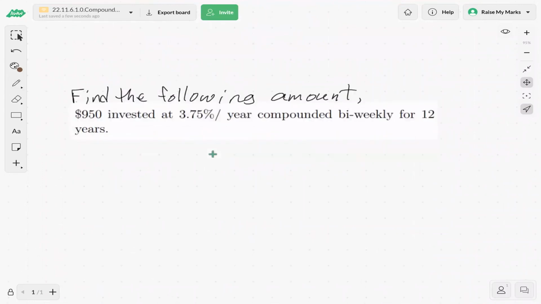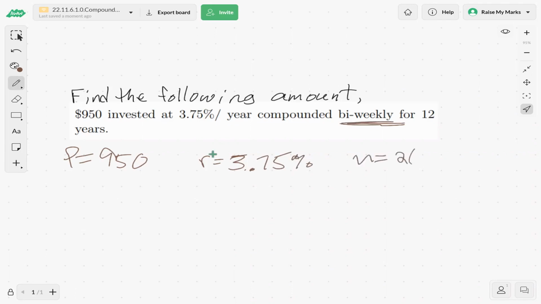Let's have a look at the next question. Find the following amount: $950 invested at 3.75% per year, compounded bi-weekly for 12 years. Let's write down everything we have. We have our principal amount, the amount we started with. We have our annual interest rate, 3.75. We're compounding bi-weekly, so that means N equals 26. And our investment period is 12 years, so T equals 12.